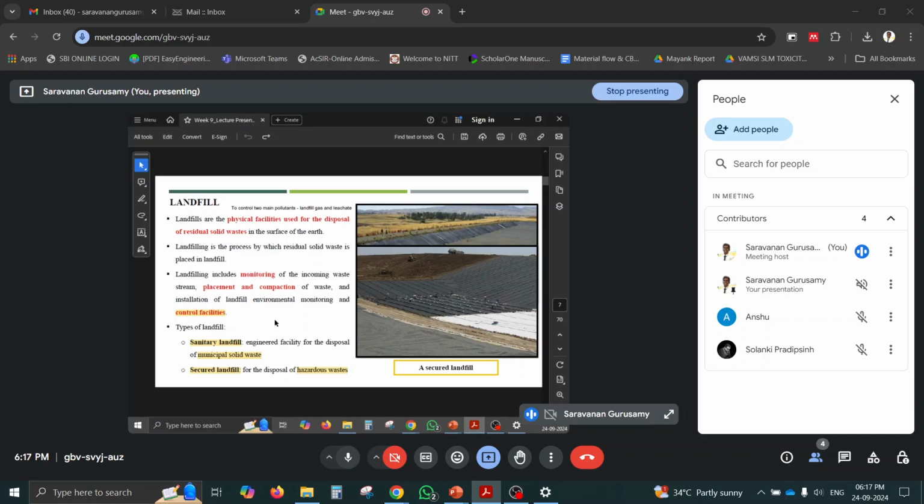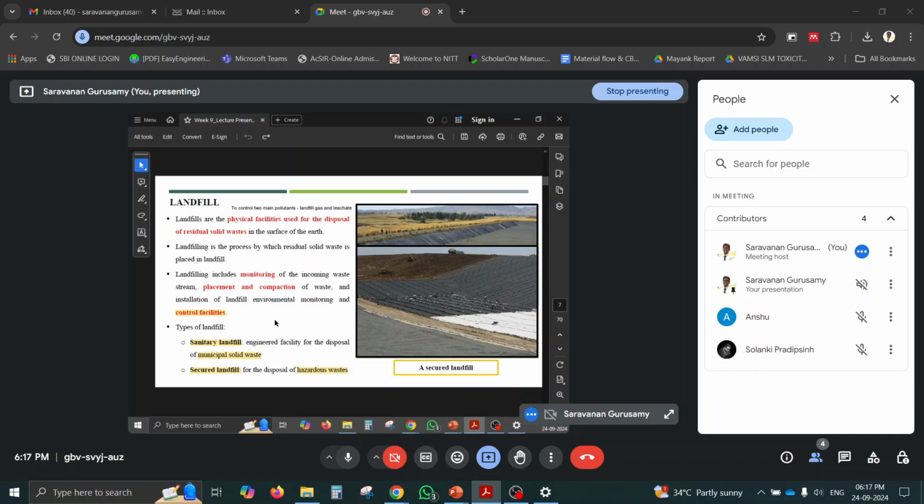To control the two main pollutants in the landfills, one is landfill gas and another one is landfill leachate. To control these two main pollutants from the dump site, we are going to a scientific method called landfilling. If you are simply dumping the waste in an open area, it will create leachate, it will create landfill gas, that is methane gas. So how to control these two main pollutants? We are going to think about a scientific method called landfill.